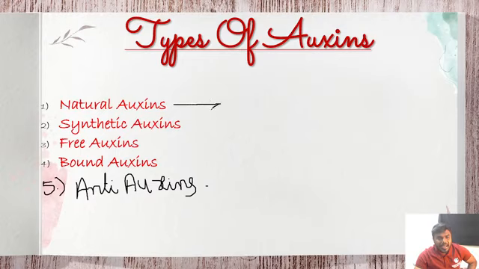First one, natural auxin. How can I define the word natural auxin? The name itself indicates it, right? Whichever is synthesized naturally in the plant body, that's what we call natural auxin. What are the best examples, friends? One is IAA, indole acetic acid, and my friends, indole butyric acid. Simple point it is.